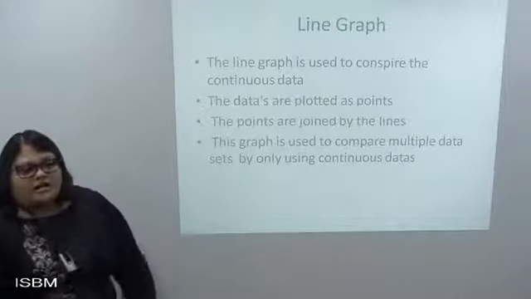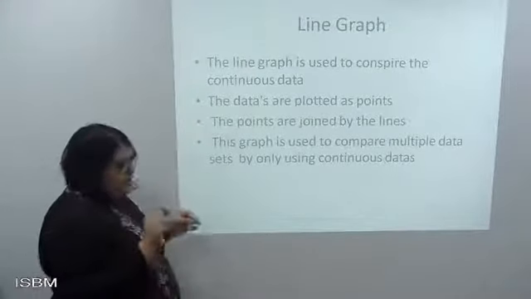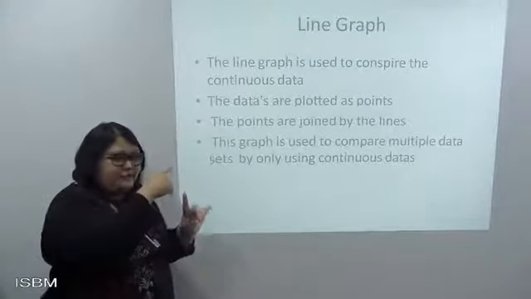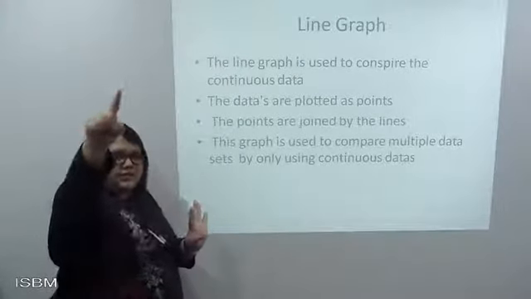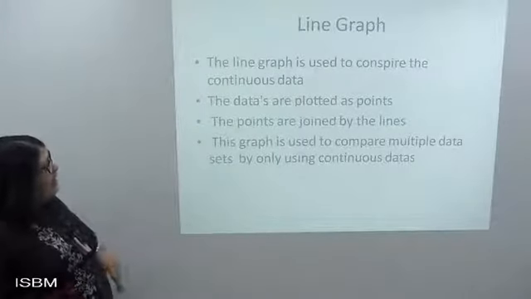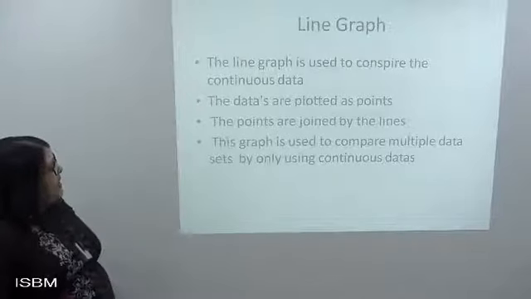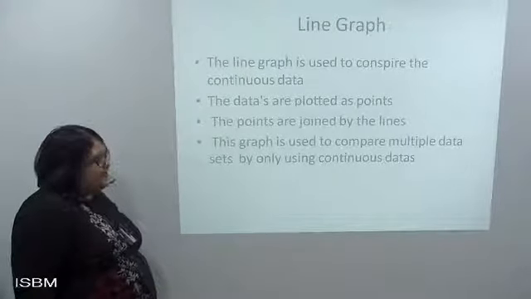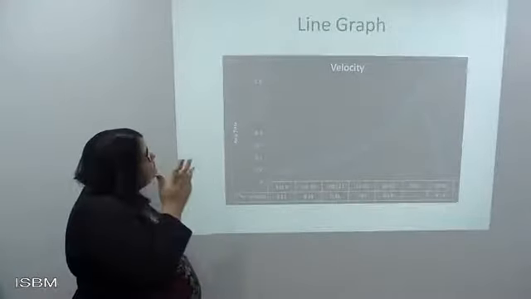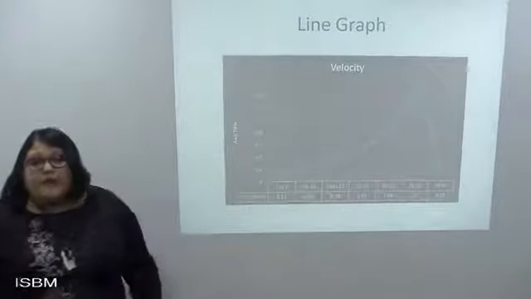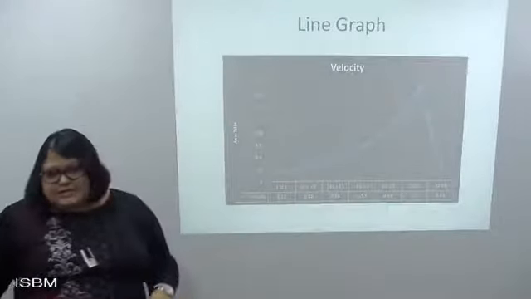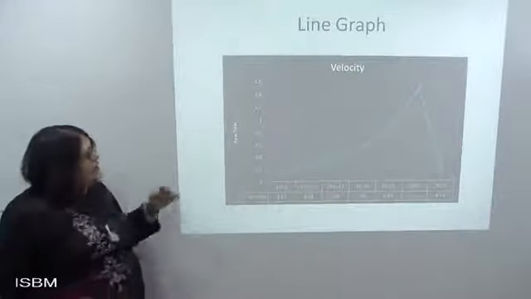Now in order for a data to be plotted as points, you need to have the segments ready. The points can be from a particular point to another point, so it will have a limit. The points are joined by lines and the graph is used to compare multiple data sets by only one continuous data. So here your velocity is being shown by your line graph.